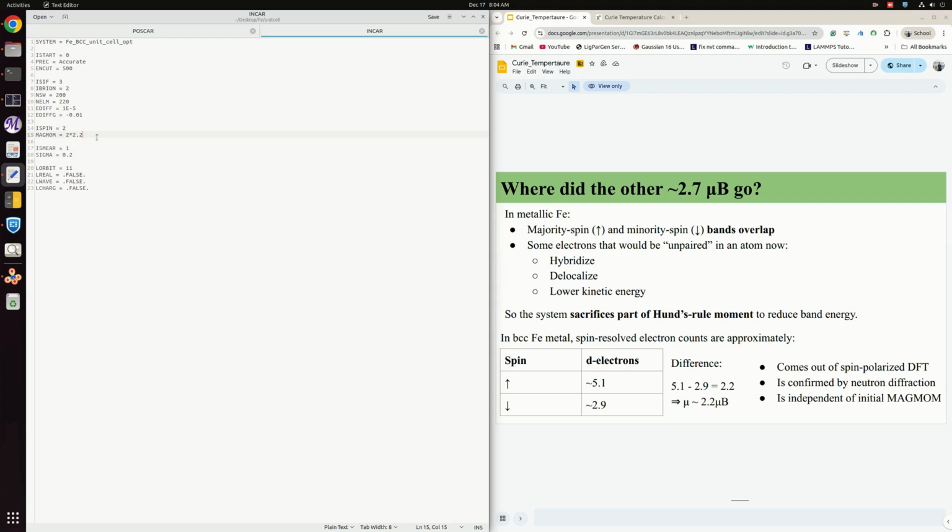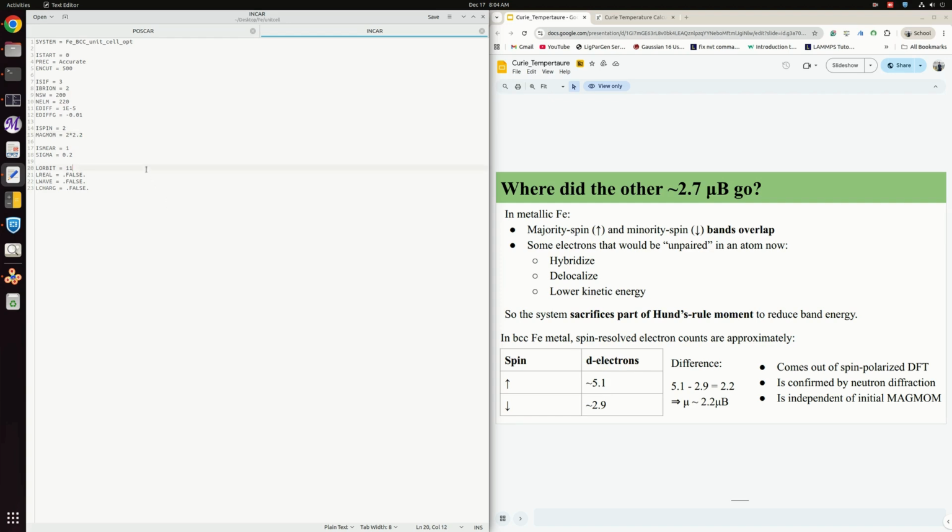And this value, where did it come from? This value came from the spin polarized DFT calculation, and it is also confirmed by the experimental neutron diffraction experiment, and it is independent of initial magnetism. So whenever you use any kind of initial magnetic moment, you will always get this value. That's why this value is already predefined, so I have used this 2.2 μB value for this calculation.